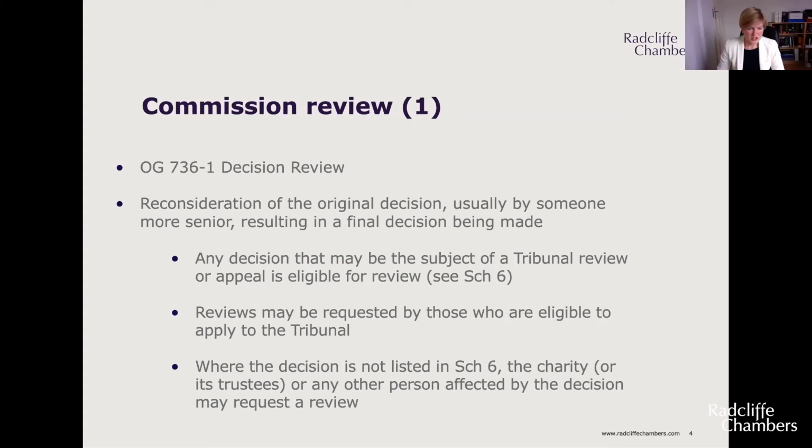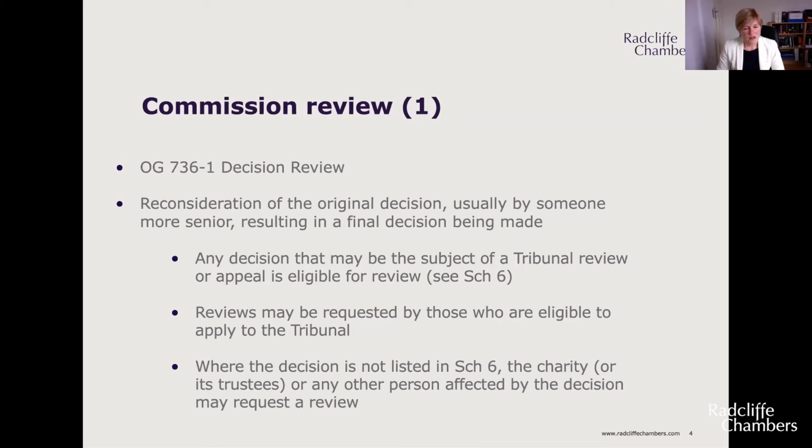In terms of which decisions the Commission will review, the general rule is if it's something that can go to the tribunal, either as an appeal or review, it's eligible for a Commission review. So we have to look at Schedule 6 of the 2011 Act, and in column 1, which lists all of the decisions that can go to the tribunal for either review or appeal. If you want to ask the Commission to review a decision, you must be one of the people that are listed in column 2 of Schedule 6. So essentially, this is what you need to do to have standing. You need to be listed in column 2.